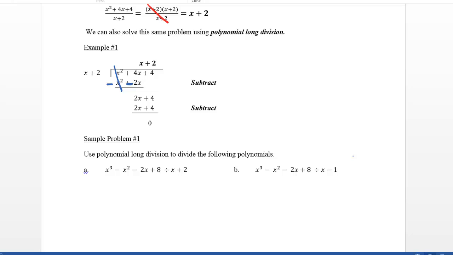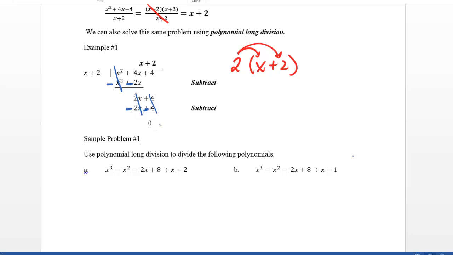Now, I want to find out what I have to multiply times x to get 2x, and that's going to be a 2. So basically we're doing 2 times x plus 2. So 2 times x gives me 2x, and 2 times 2 gives me a positive 4. Again, I need to subtract that whole thing. That's going to leave me with negative and negative. So if I subtract, the 2x cancels, the 4's cancel, and that leaves me a remainder of 0.